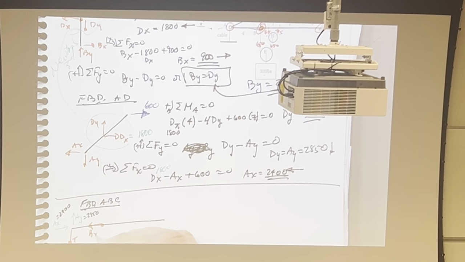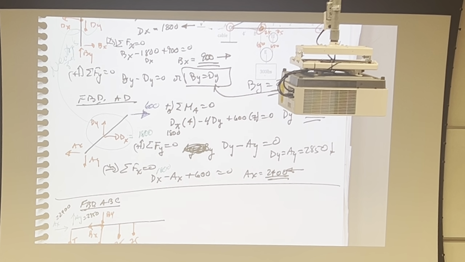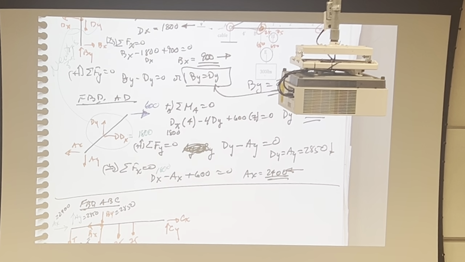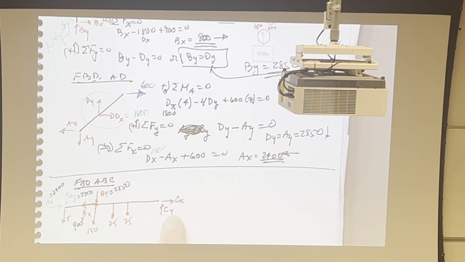Next, I should see a BX and a BY and 150 from the cable, 75 from the pulley, 75 from the pulley, and then I should see a CX and a CY. Do I know values? Yeah. BY is 2850. BX is 900. How many unknowns left? 3. CX, CY, and T.